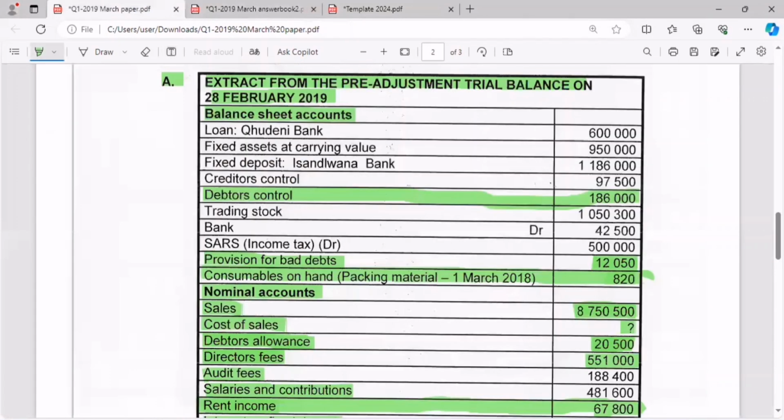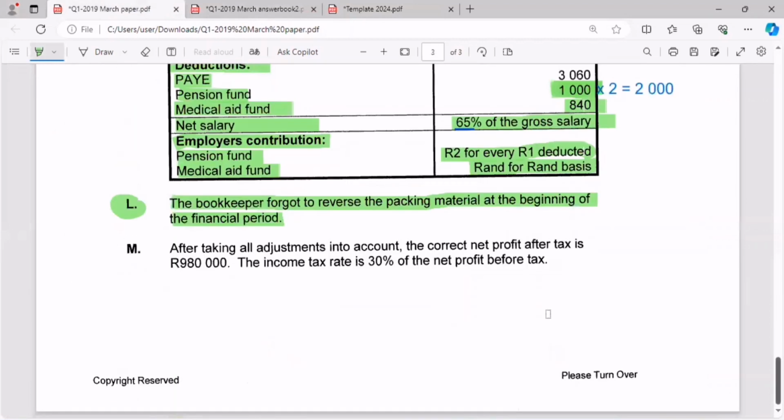So now we are reading the last one. So guys, this is the last one. After taking all adjustments into account, the correct net profit after tax is 980. So the profit after tax is given. The income tax rate is 30% of the net profit before tax. So we are given an income tax rate of 30% and profit after tax of 980.